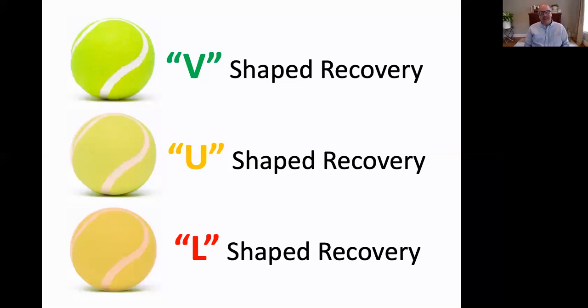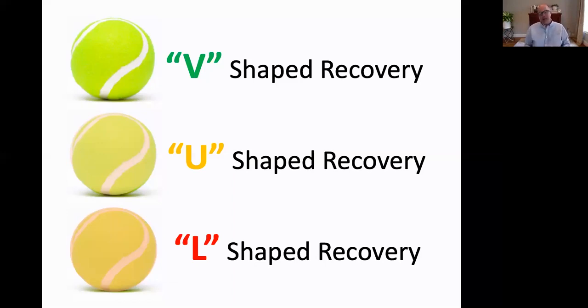The second option is a U-shaped recovery, and I've used a tennis ball there that's been hit a little bit. It's maybe been played with, and it's been in the garage for a while, and it doesn't have quite the bounce that it used to have, but you can still play with it. And this U-shaped recovery is an economy where we start slowly slipping, we go into recession, and we slowly come out of it. Not as much bounce as the V-shape, and we've called this before the ugly brother of the V-shape. Certainly not the V, but not the L either.